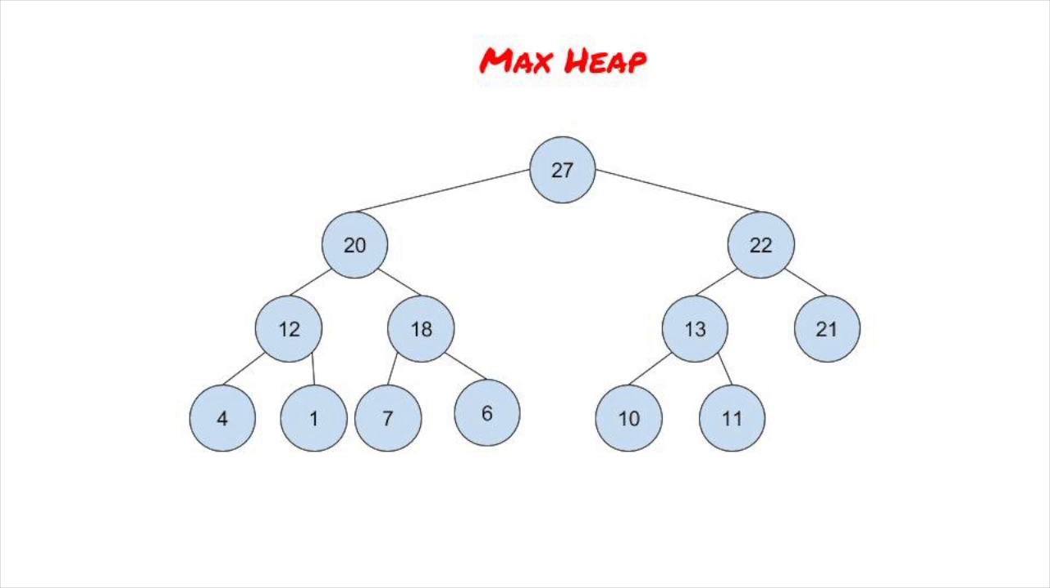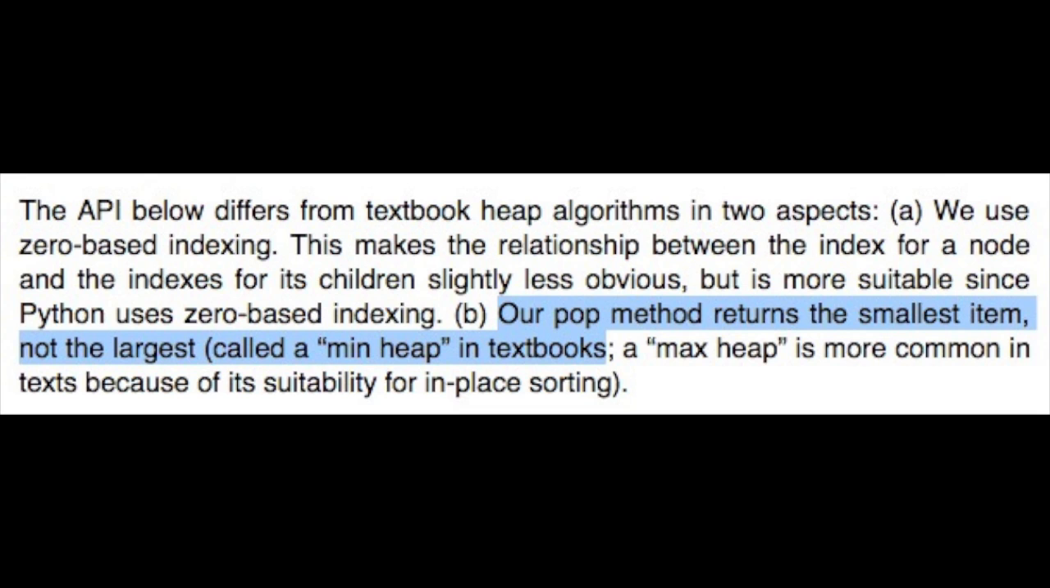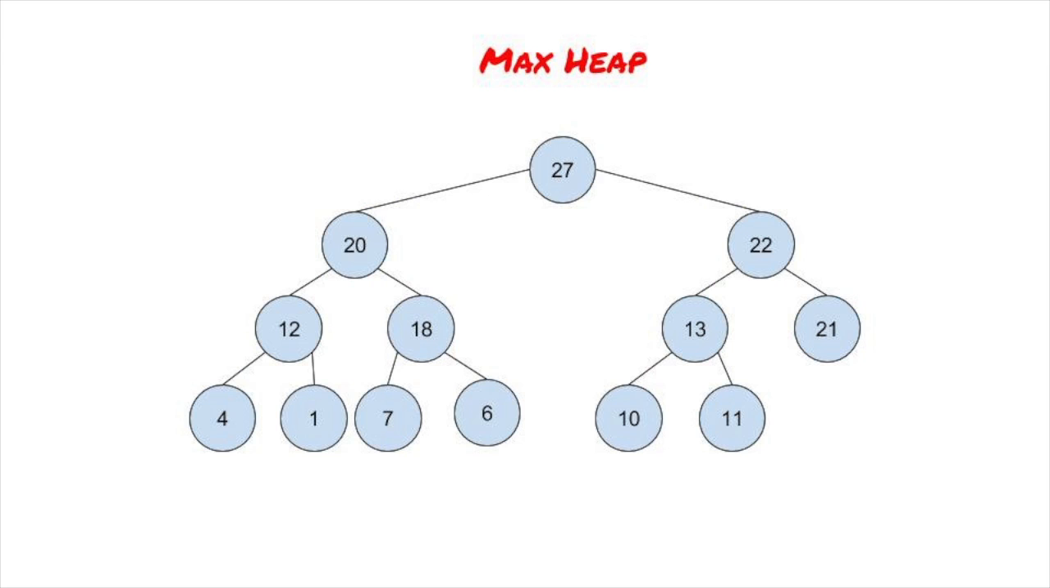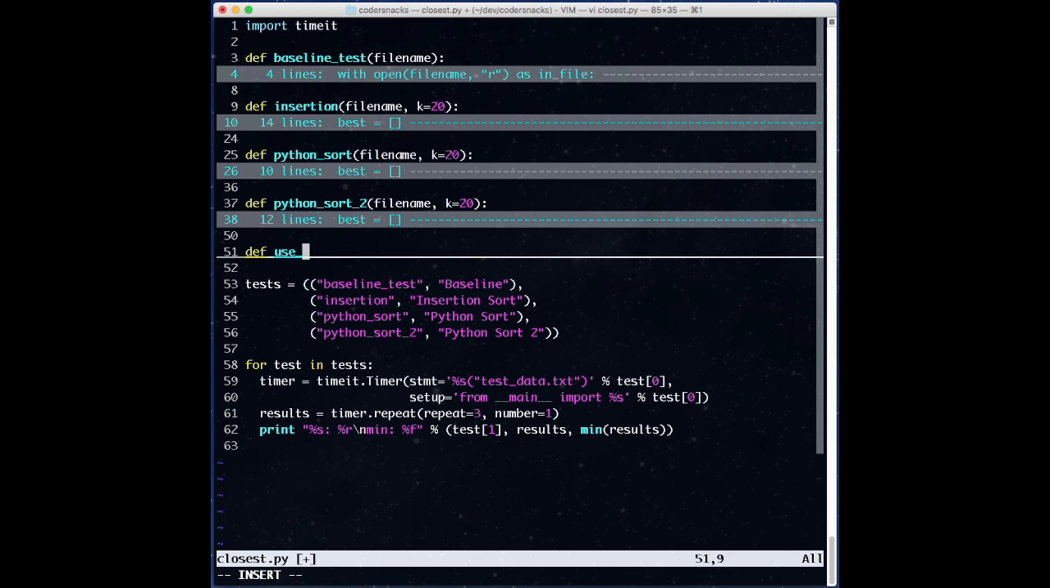Heaps can be tricky to implement in practice. We will instead use the built-in heap queue. Unfortunately, heap queue is a min heap, not a max heap. To get around this, we'll negate all of our distances, making the 20 closest to 0 minimums instead of maximums. Let's write the code to do this.